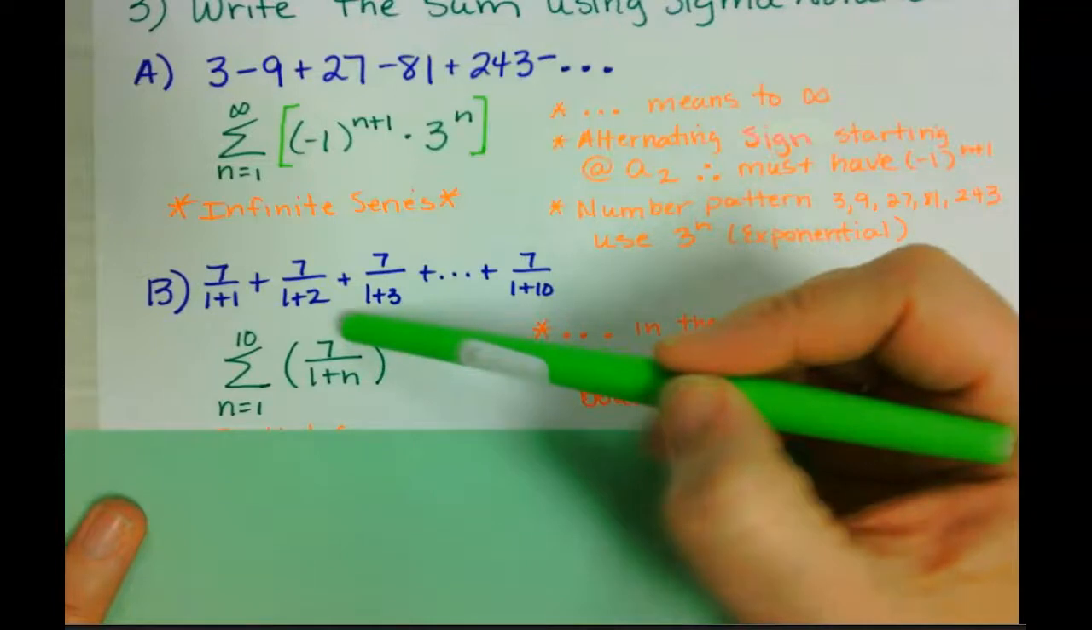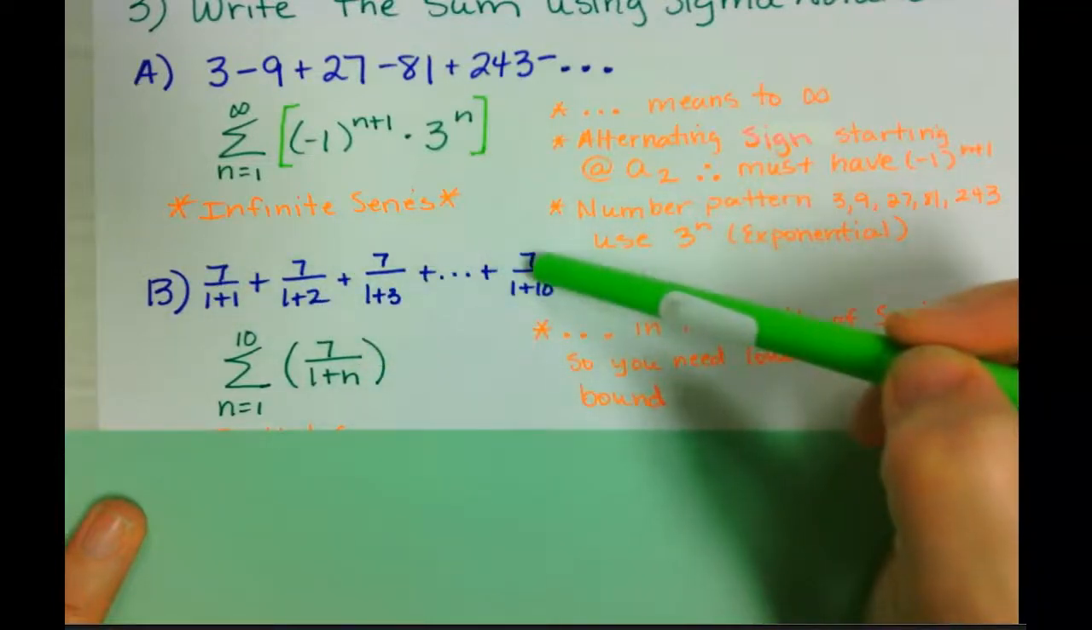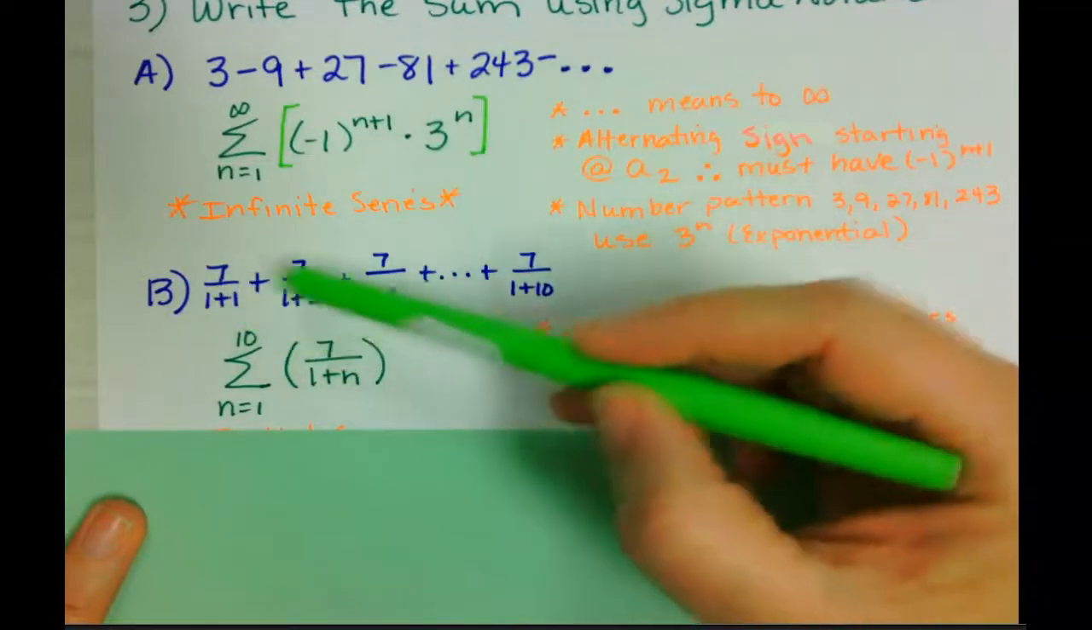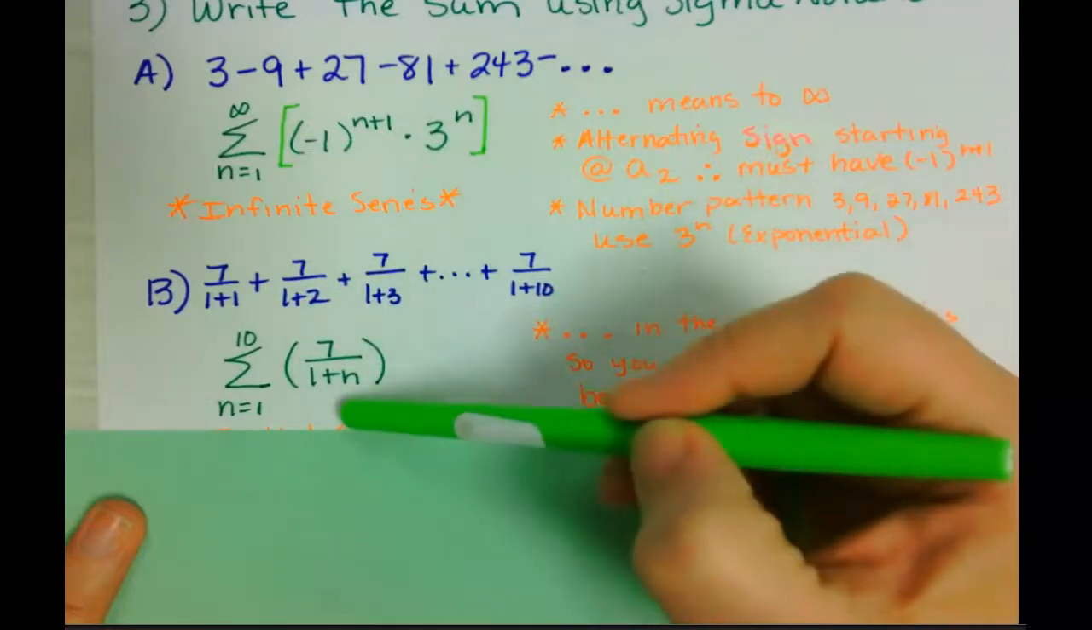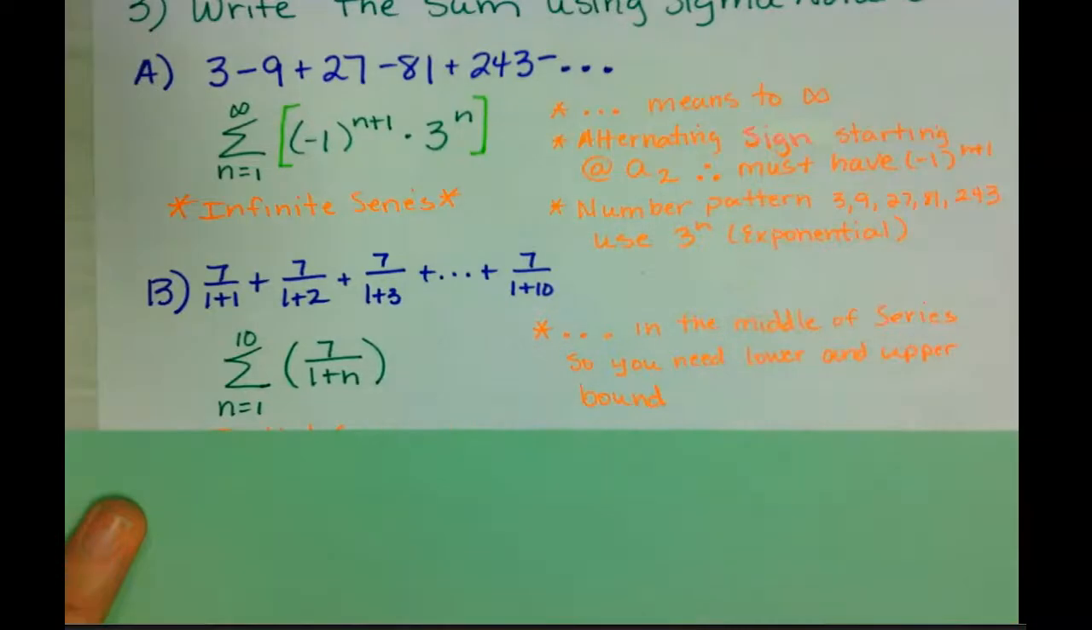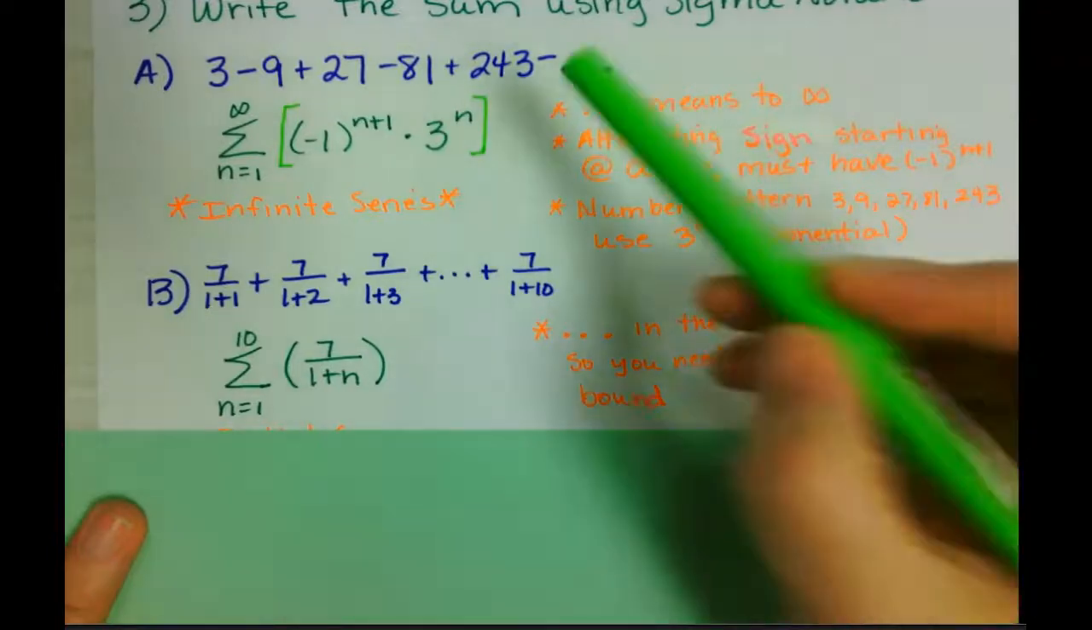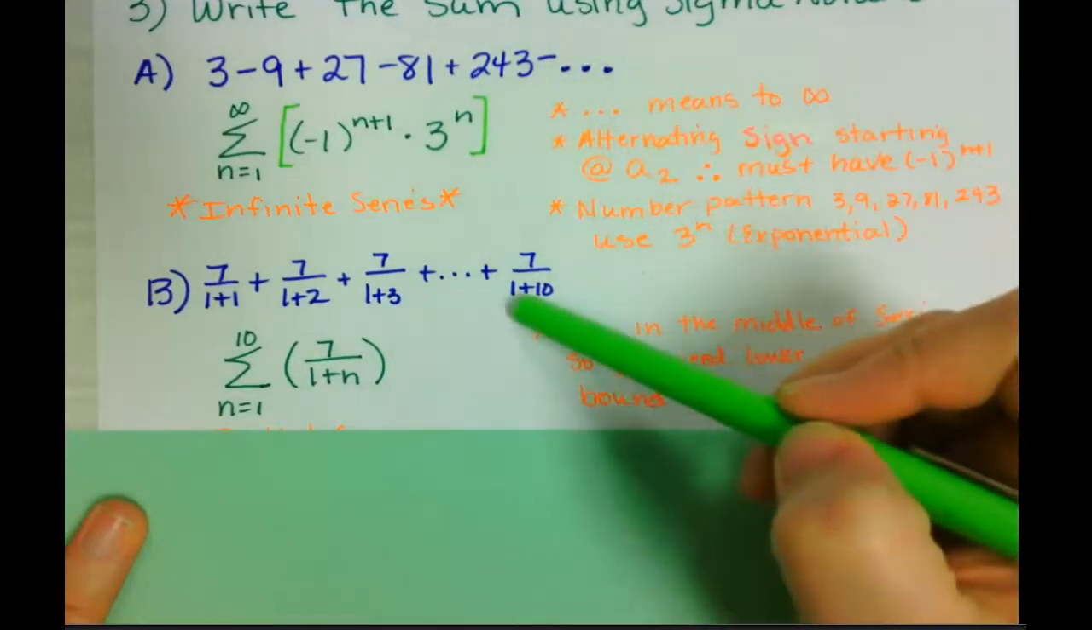So then I would say 7, because you can see there's no change in the 7s on top. And then 1 is then 2 is being added, then 3 is being added, all the way to 10 being added. So that's where my n is on the bottom. So the dots in the middle of the series mean it doesn't go on forever like the first one does. It means we have a definite end.